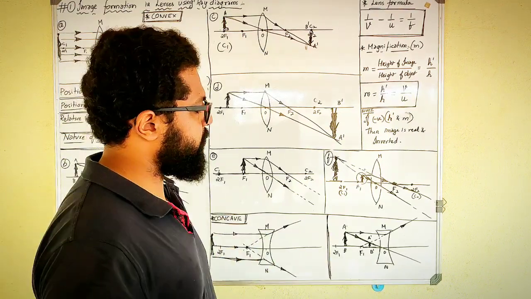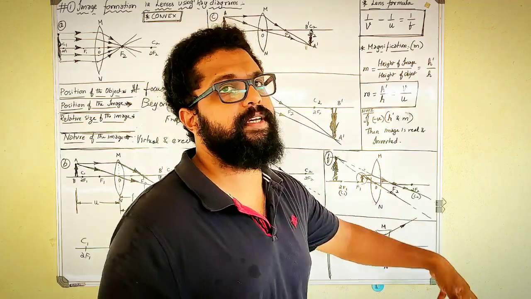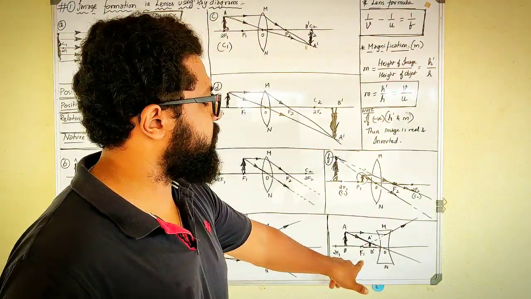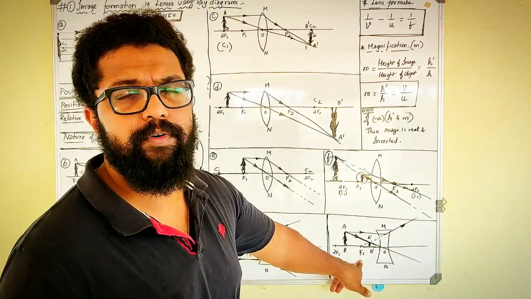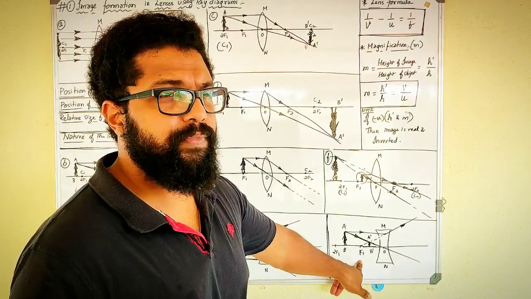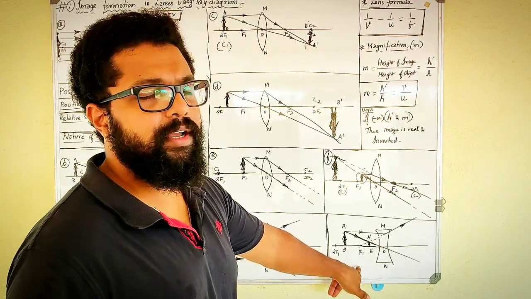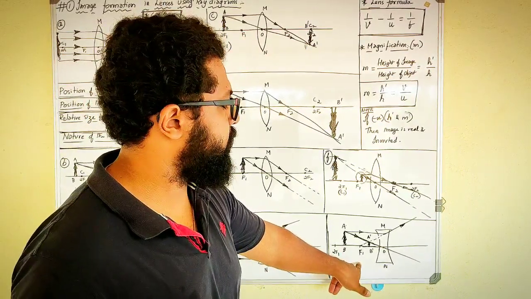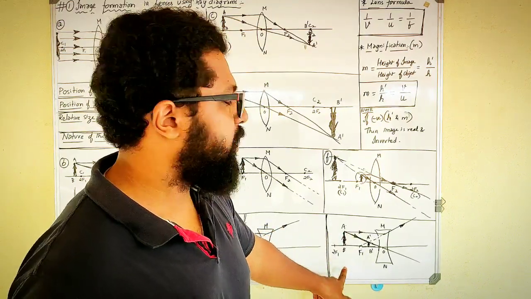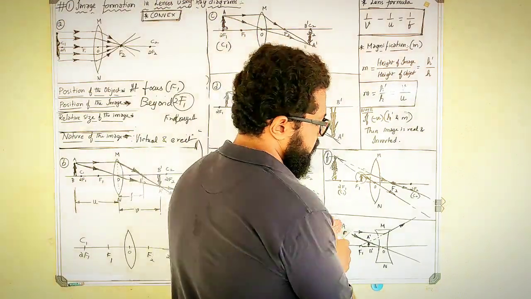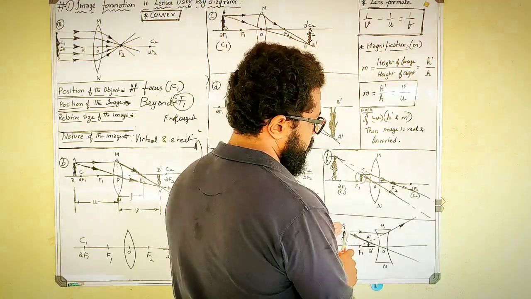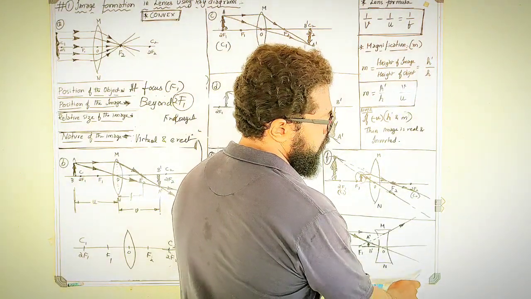Then the second case: what happens if the person comes even further and starts walking, and he stops in between the principal focus and 2F2. So here, in between 2F1 and F1, he stands. Now the light ray will travel parallel to the principal axis and diverge, and one more light ray will travel straight through the optic center.